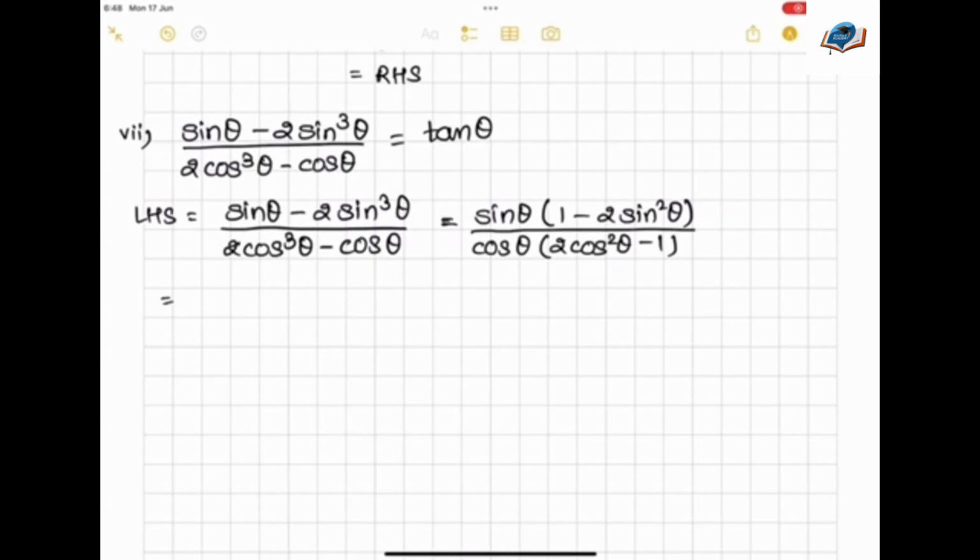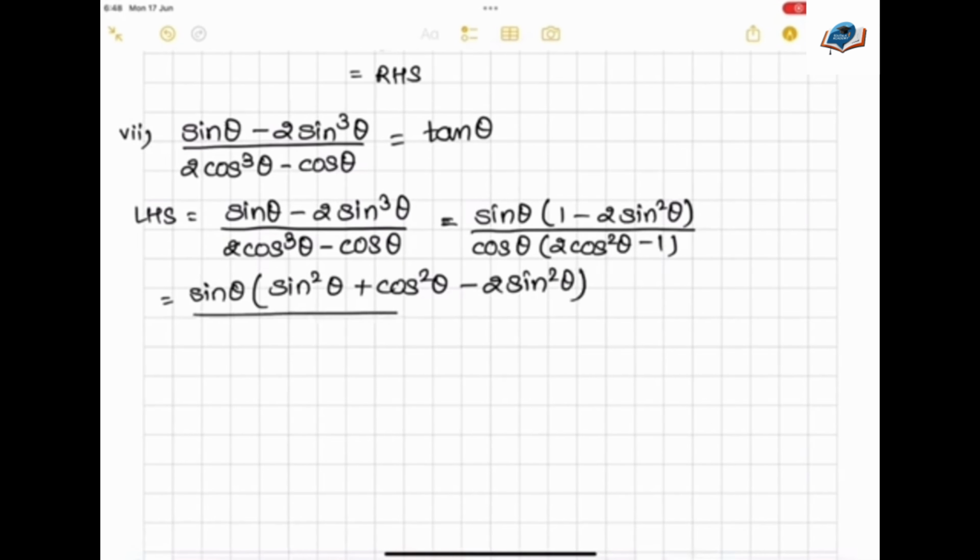So now sin theta into sin square theta plus cos square theta minus 2 sin square theta. I have used the formula a square plus b square minus 2ab. Cos theta into 2 cos square theta minus sin square theta plus cos square theta. Instead of 1, I have written sin square theta plus cos square theta.